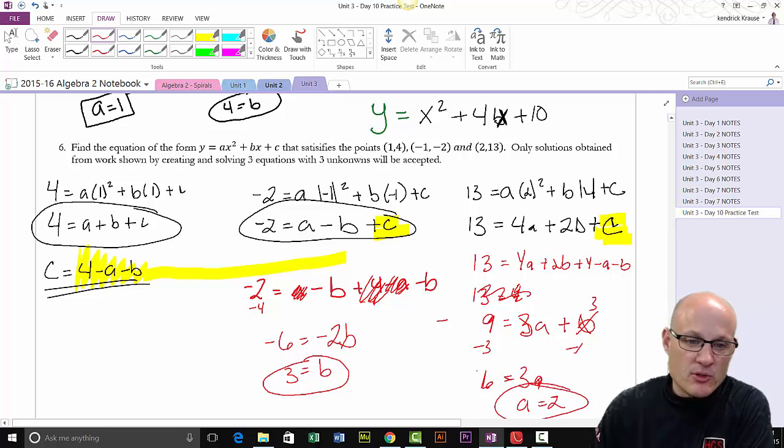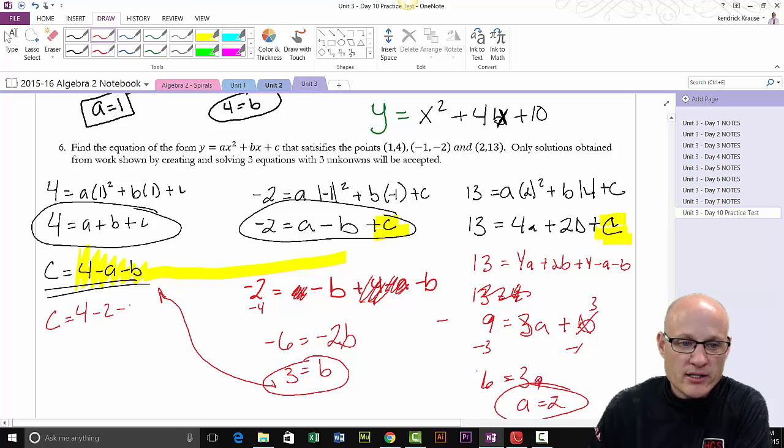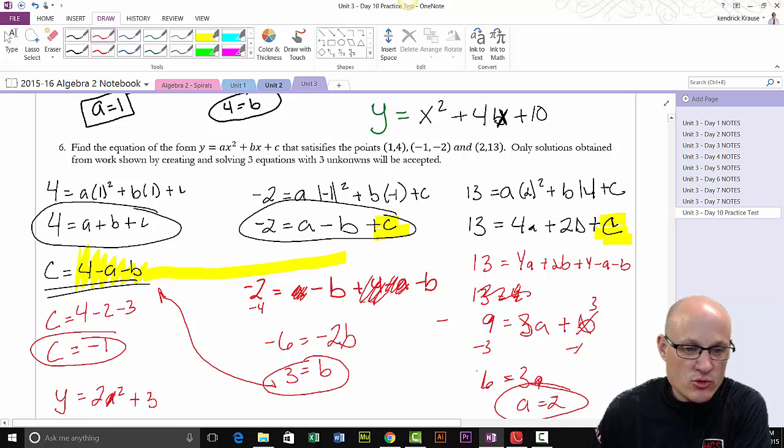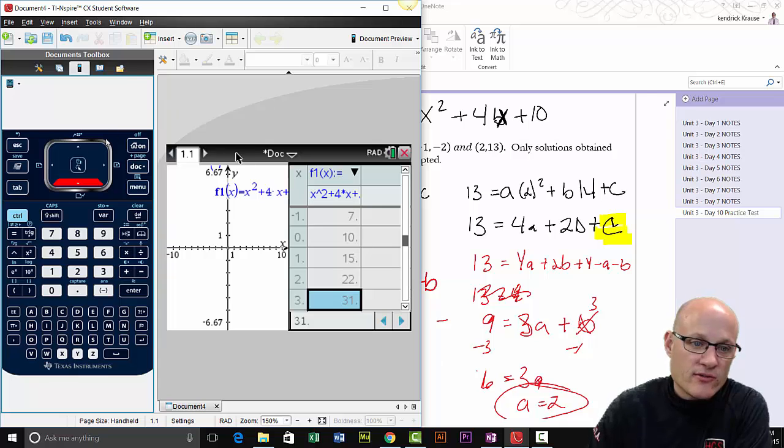Well, I'm almost done. I'm going to plug both of these back in over here, find c. So c is equal to 4 minus 2 minus 3. So c appears to be negative 1. So my equation is going to be y equals 2x squared plus 3x minus 1. Go to my graphing calculator. Let's see if that's true.